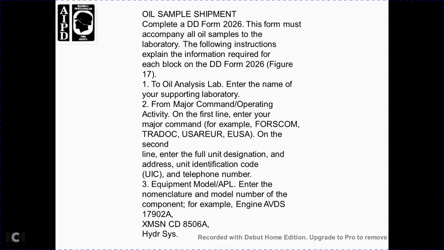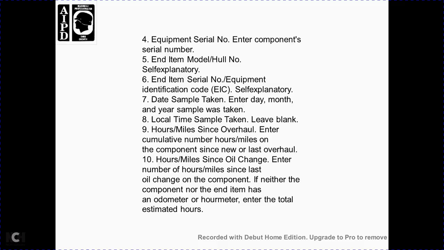The oil analysis lab: enter the name of your supporting laboratory from the major command operating activity on the first line. Enter the major command, for example, FORSCOM, USAREUR or EUSA. Second line, enter the unit designation, address, unit identification code, telephone number, and equipment model. Enter the nomenclature and model number of the component, for example, engine AVDS 1790-2 with XMSN CD 850-6 hydraulic system.